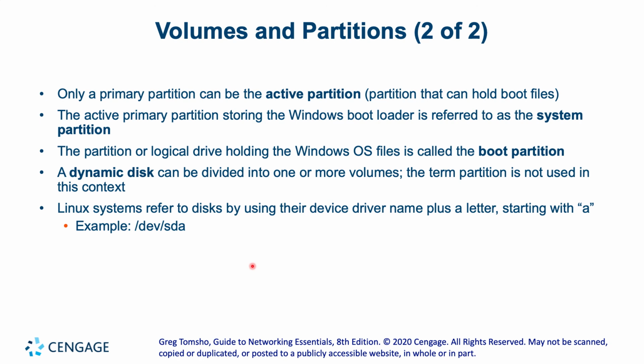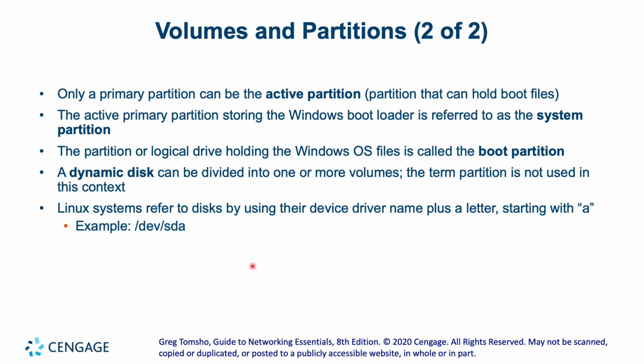So if I want to boot multiple operating systems, I have to have multiple primary partitions. The primary partition storing the bootloader, or the boot files to get the computer started, is referred to as a system partition. The partition with the operating system files is called the boot partition. So it's going to be the opposite of what you usually would think. You boot from the system partition, and the operating system lives on the boot partition.